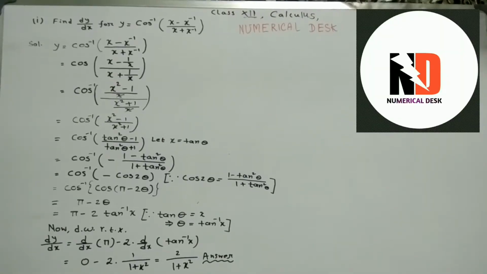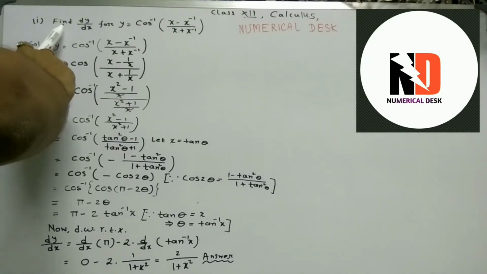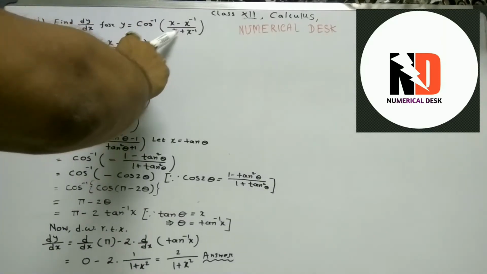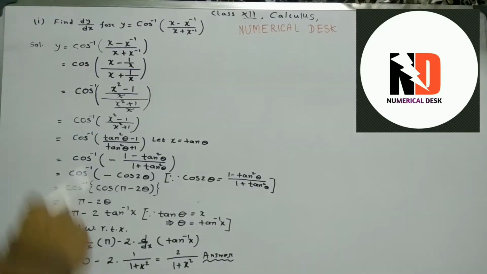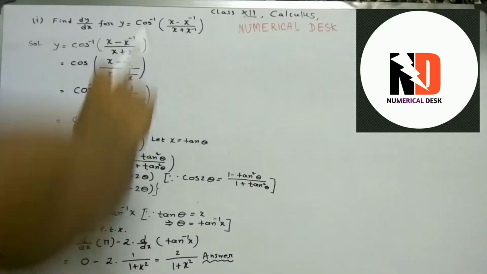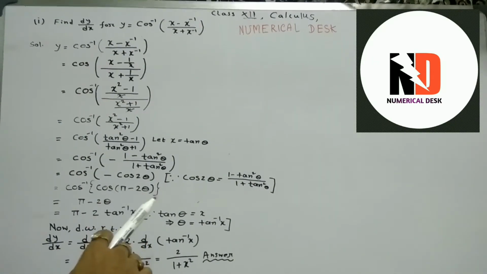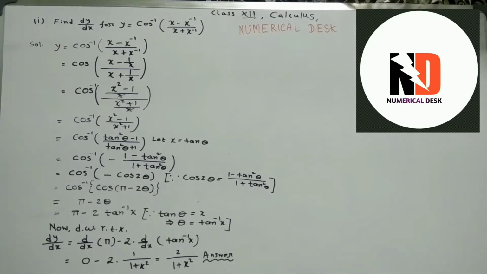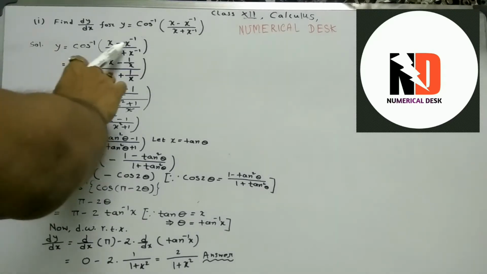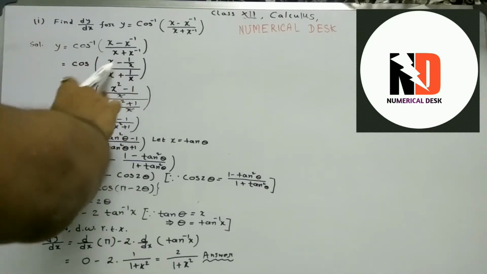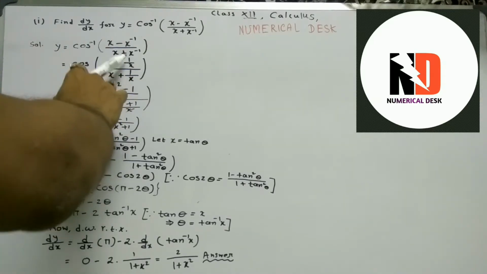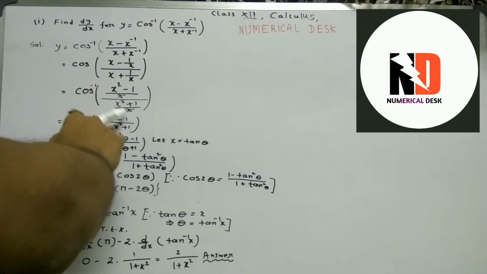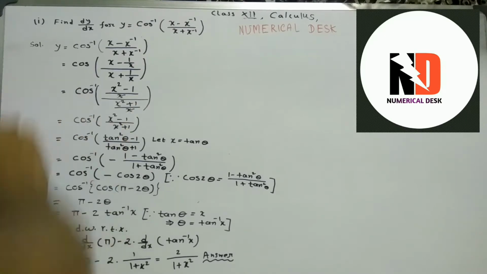This is the sum: find dy by dx from y equal to cos inverse of (x minus x to the power minus 1) by (x plus x to the power minus 1). This is a very important sum for the board students. This type of sum requires practice, and first we have to convert this sum into its standard form, then we shall proceed to do the sum.